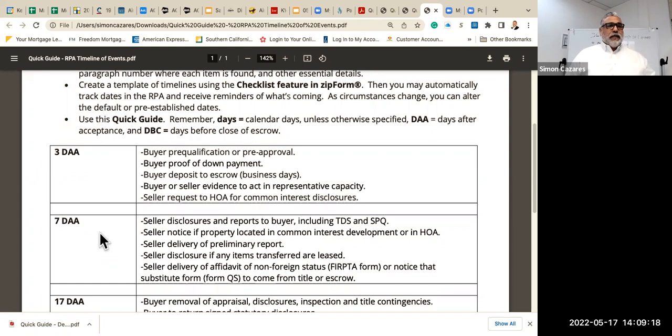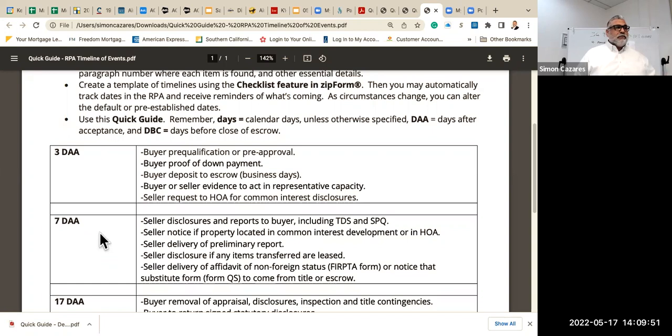Very important. As a seasoned agent, and especially newer agents, you have to understand your position from the very beginning. Be proactive. Days after acceptance also includes buyer deposit to escrow, business days, okay? Calendar days versus business days, big difference. Calendar days include Saturday, Sunday, and holidays. Business days do not include Saturday, Sunday, or holidays.